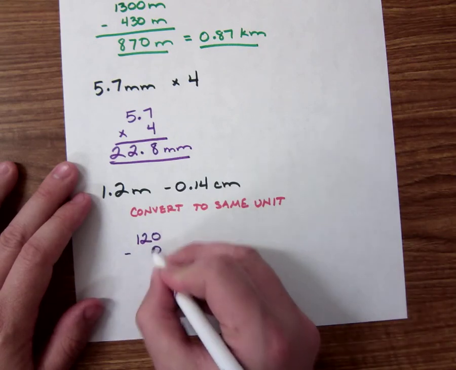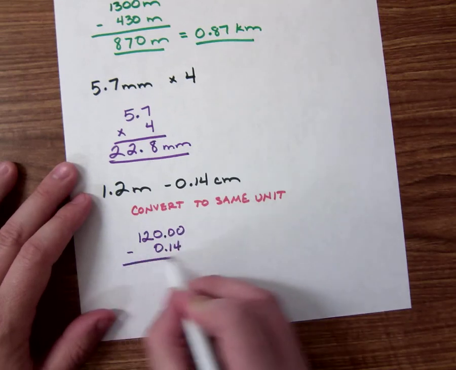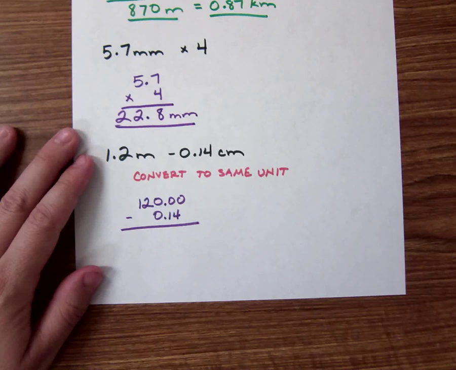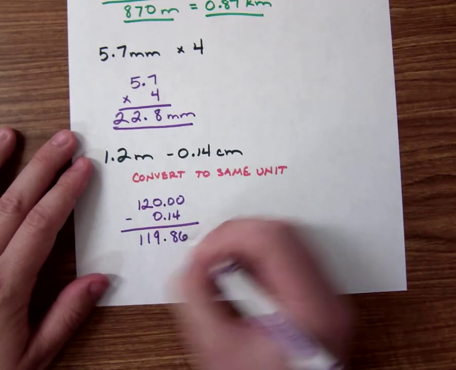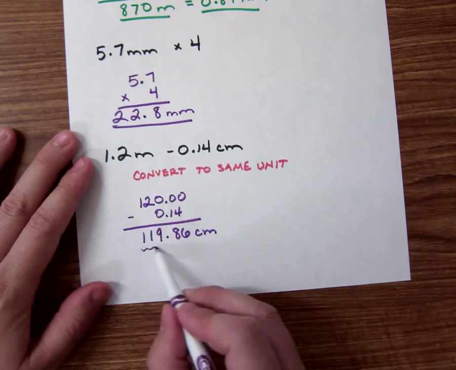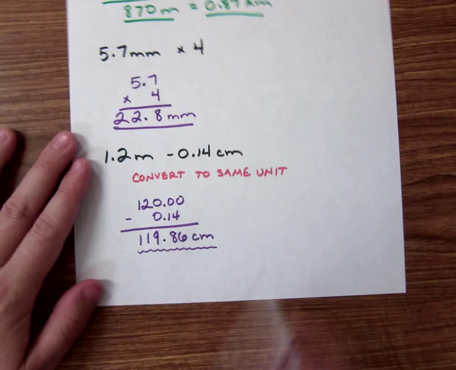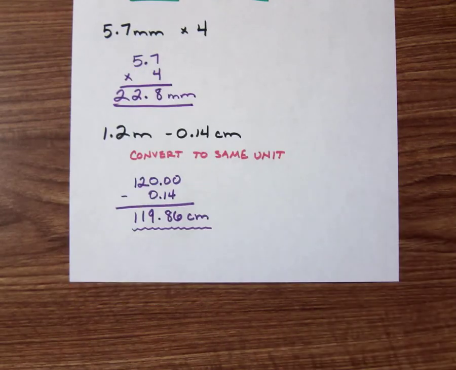Minus 0.14. I assume you all remember how to subtract decimals: line up the decimals. If you don't remember how to subtract decimals, whatever you do, don't admit it. 119.86. Any questions about linear measurement?